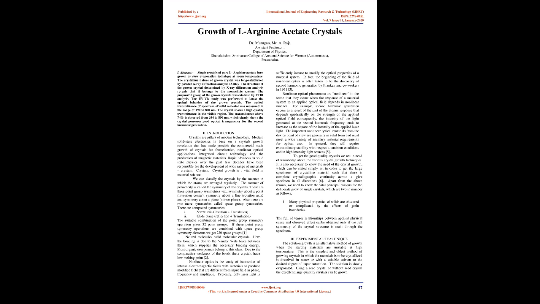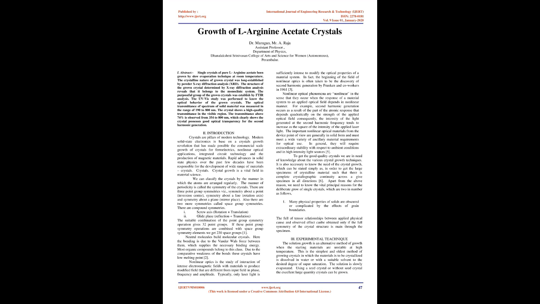We can classify the crystals by the manner in which the atoms are arranged regularly. The manner of periodicity is called the symmetry of the crystals. There are 3 point group symmetries, viz., symmetry about a point, inversion center; symmetry about a line, rotation axis; and symmetry about a plane, mirror plane. Also there are 2 more symmetries called space group symmetries. These are compound symmetries. 1. Screw axis, rotation and translation. 2. Glide plane, reflection and translation.